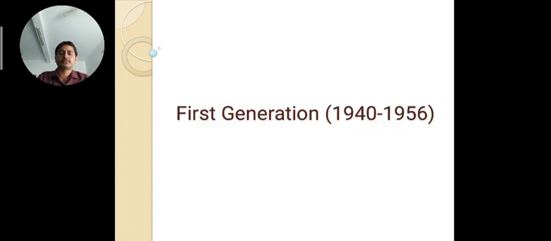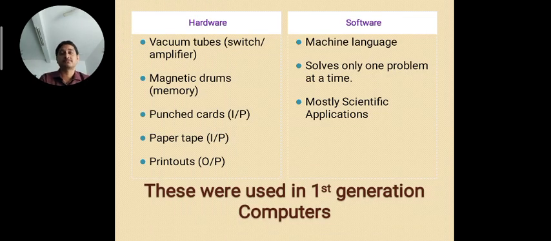The first generation is known as from 1940 to 1956, before our independence. We got our independence in 1947, but we were having our first computer in the first generation in 1940. From 1940 to 1956, it is known as the first generation of the computer. Let's see what the advantages were. So we have the list of hardware and software which were used in the first generation.